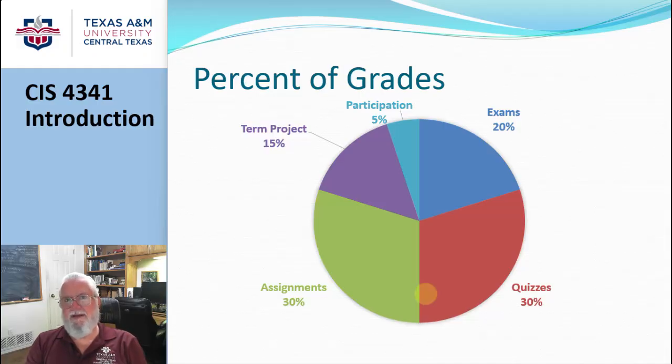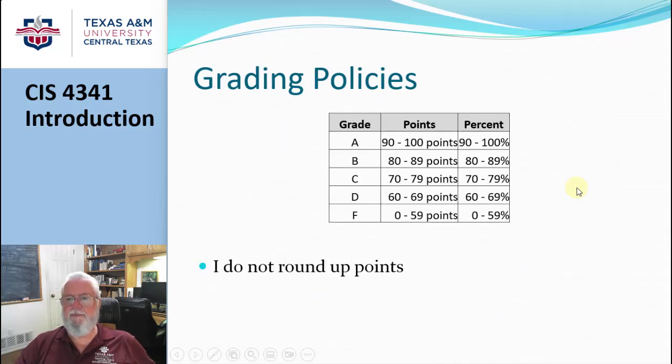Man, you can't mess that guy up. It's going to either make or break your score. And then participation is kind of a measly 5%. I'm just trying to make sure you're there at the other end of the video. So grading policies, I use the tens: 90 is this and 80 is that. I don't care if it's 89.99999. I don't round off. It's just exactly the way it is here.